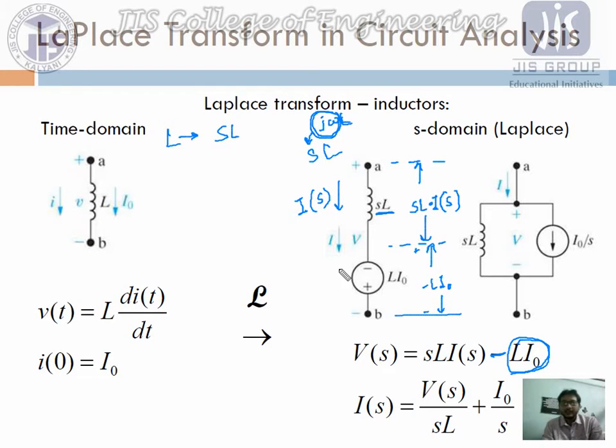So what is the circuit? For the inductor in the time domain, there is only an inductor. Similarly, for the S domain, we can see the same inductor is now converted to an inductor having the impedance L into S in series with a voltage source having a value of L into I0. So this is a very important thing that we have to look after. Similarly, we want to change it into one impedance which is in series with some voltage source.